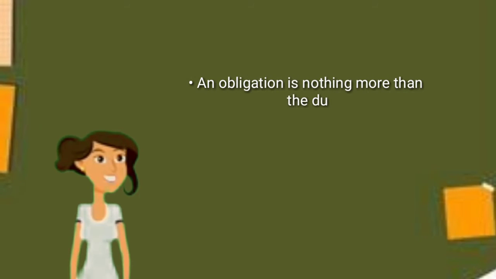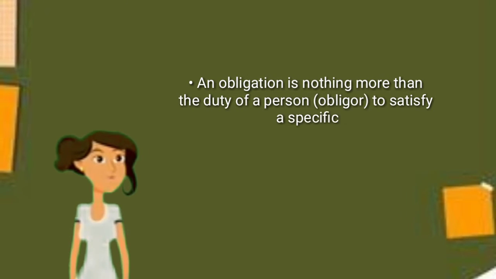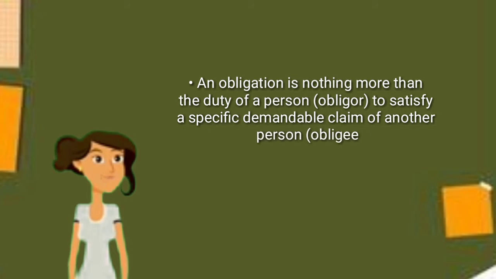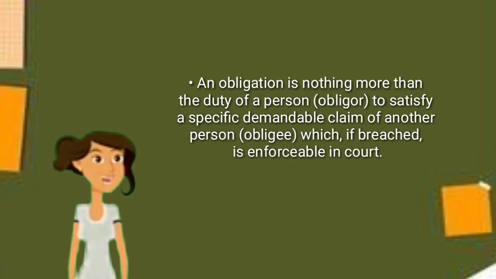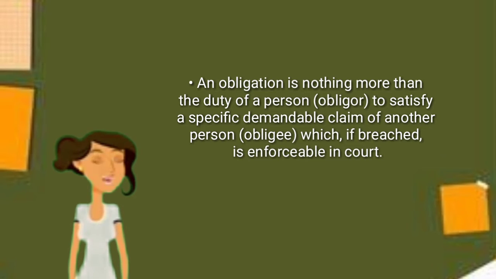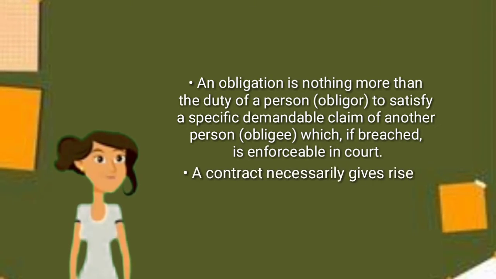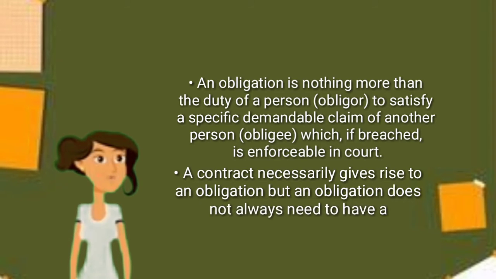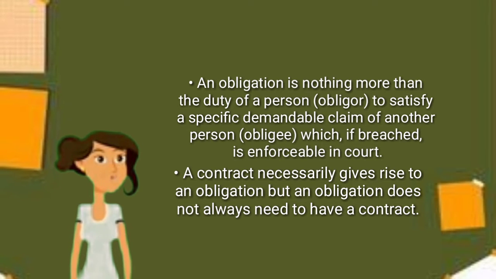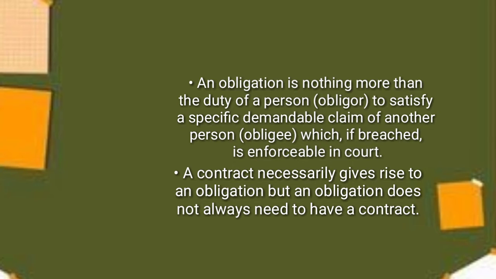An obligation is nothing more than the duty of a person, the obliger, to satisfy a specific demandable claim of another person, the obligee, which, if breached, is enforceable in court. A contract necessarily gives rise to an obligation, but an obligation does not always need to have a contract.